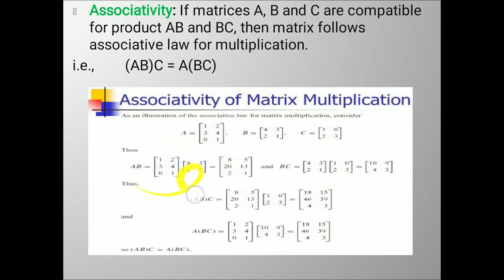After multiplication of AB, we get this resultant, and AB multiplied with C gives you this result, 18, 15, 46, 39 and so on. Similarly, A into B into C gives you this same result. So we can say that it is associative. The associative property can be applied here because the resultant we are getting is the same. So associativity of matrix multiplication is true.